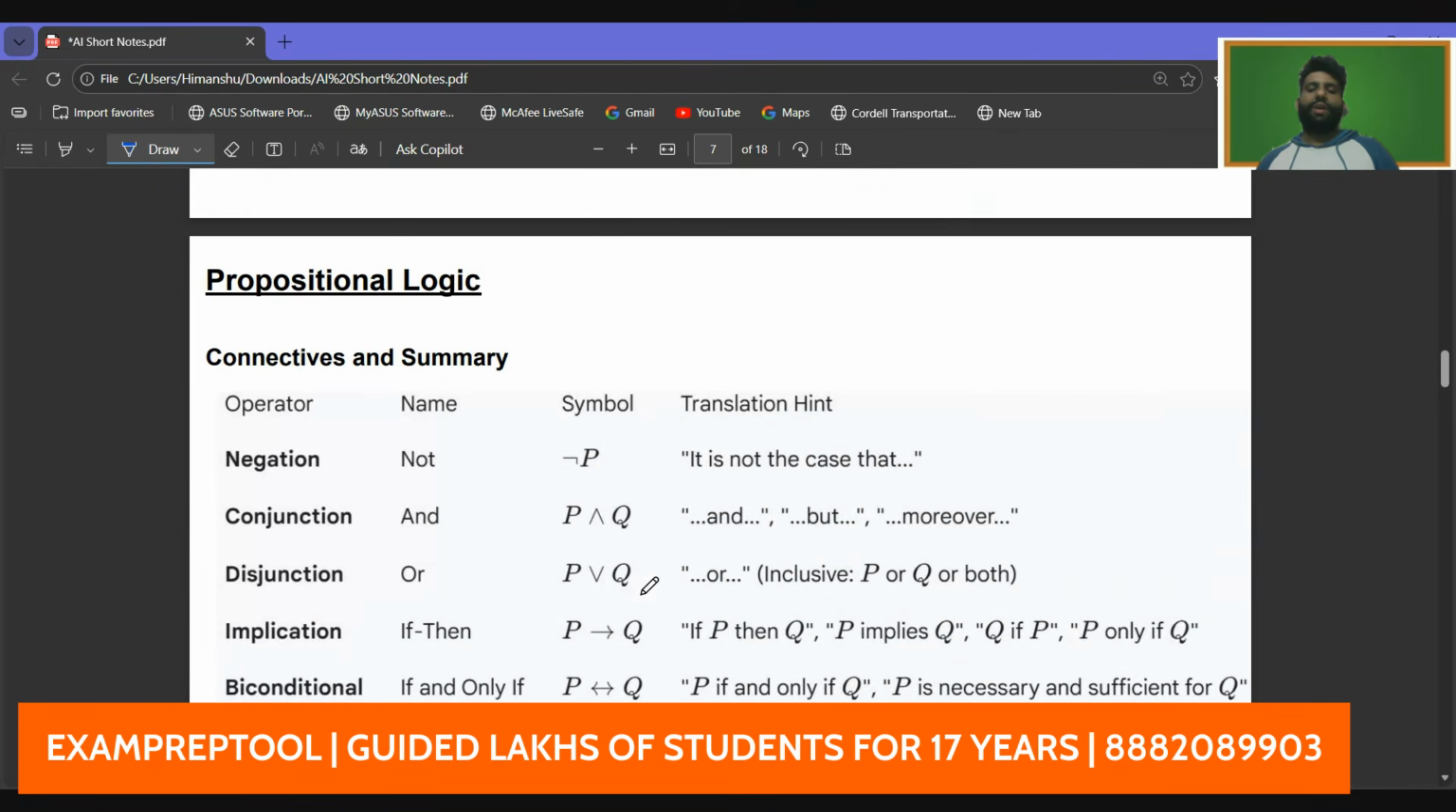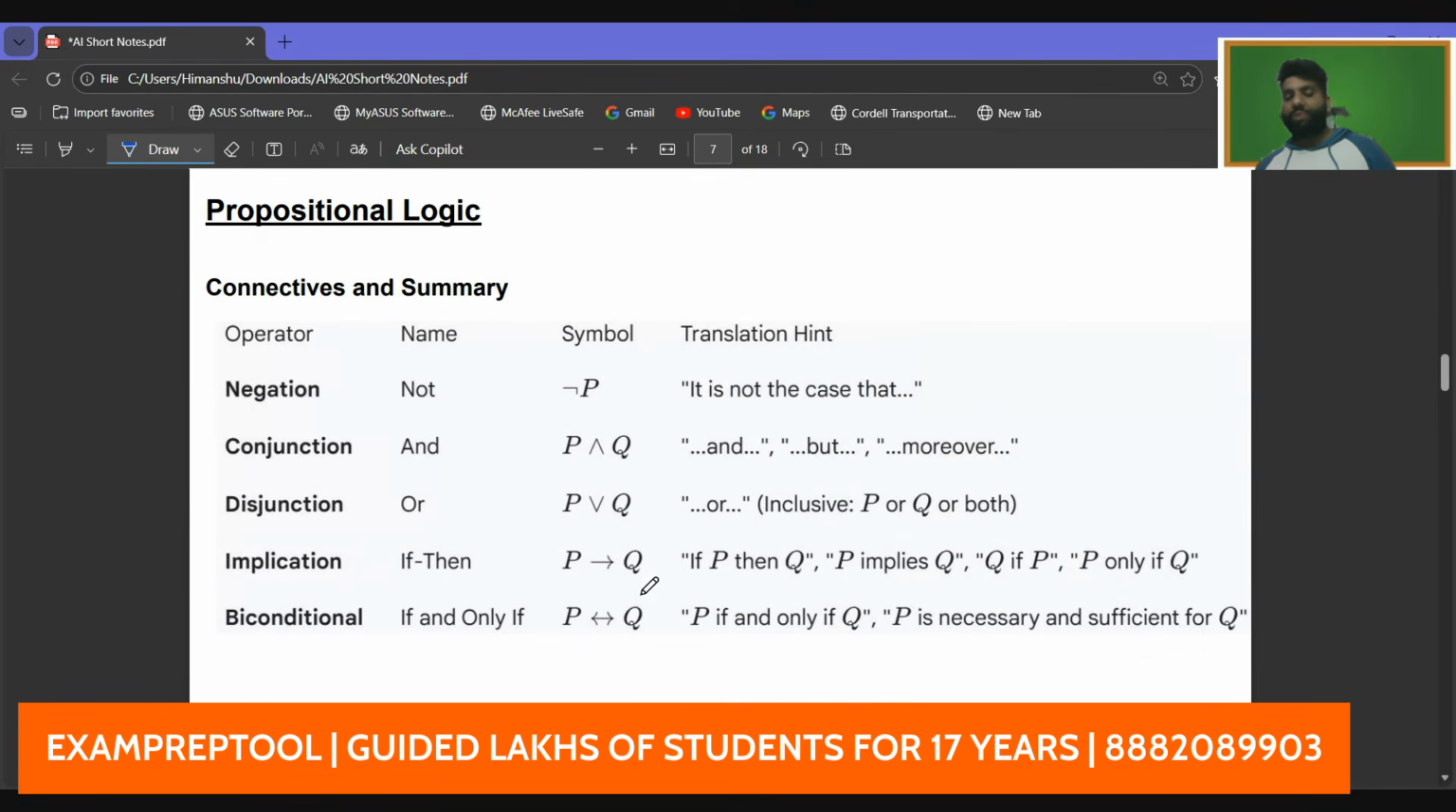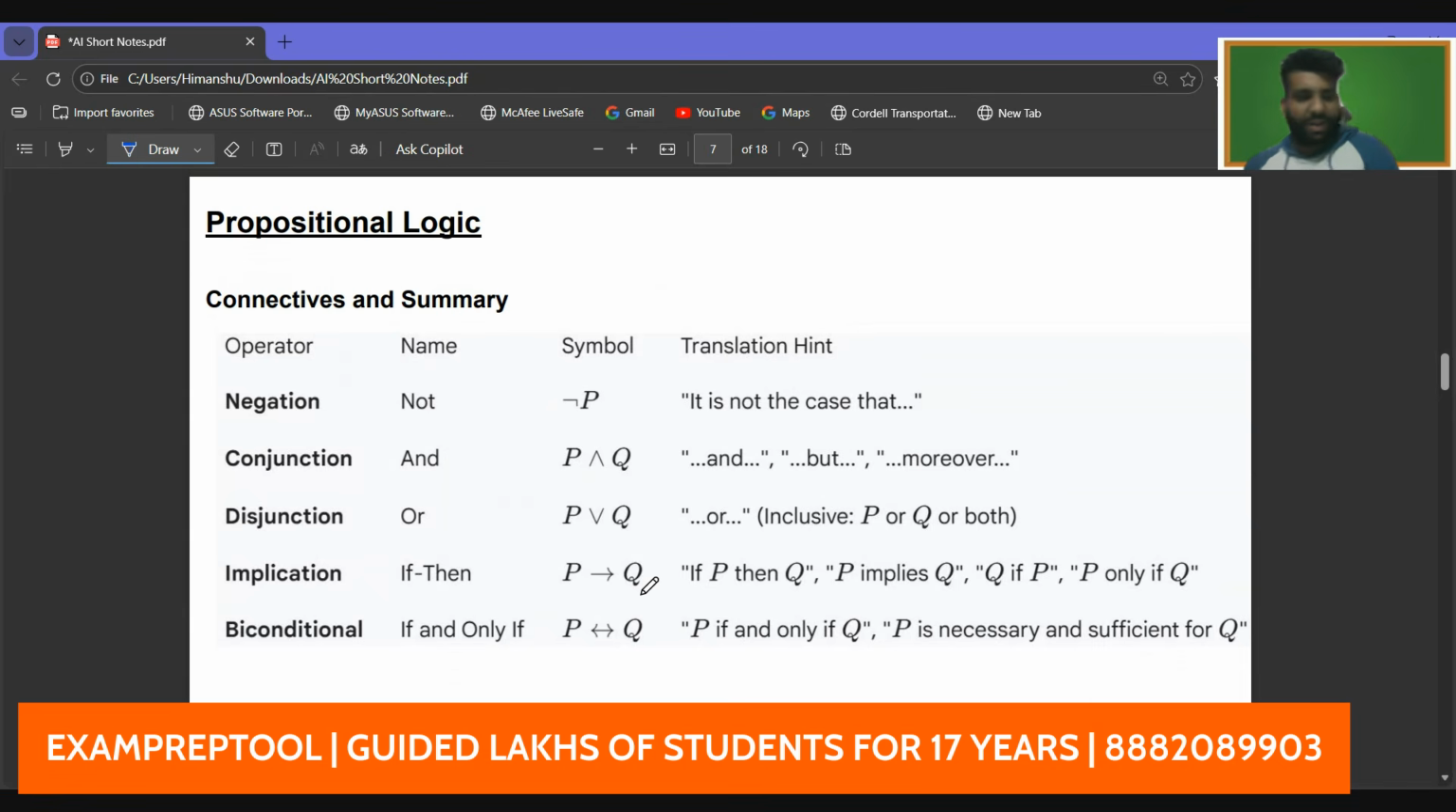Now we get into logic, and that too propositional logic. We'll talk about what's important. Connectives in summary: in general we have conjunction, disjunction, not, and then we have implication and bi-implication. What are the symbols? You can see all those as well, and the translation hints, because the English translation is also used.